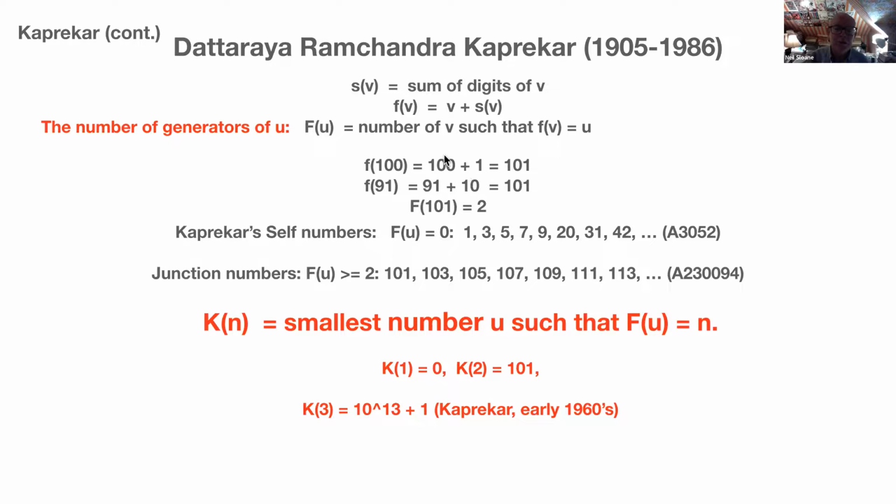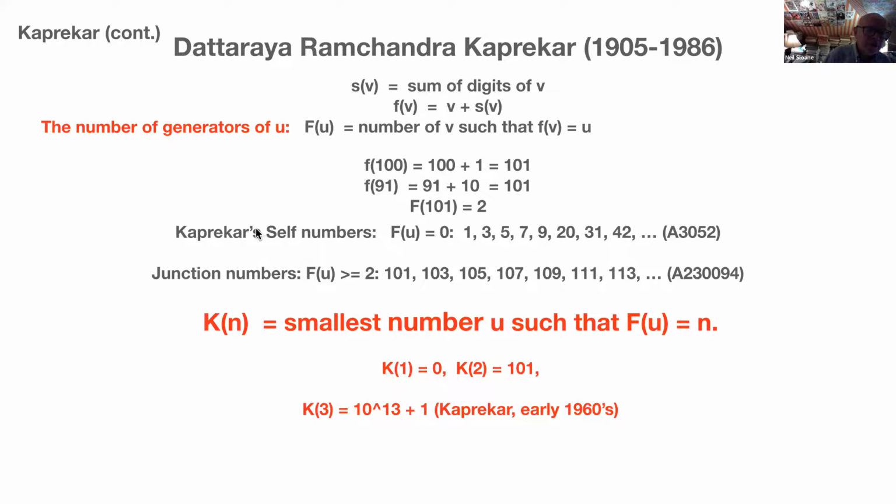So for example, f of 100 is 100 plus the sum of its digits, which is 101. f of 91 is 91 plus the sum of its digits, 10. So again, that gives 101. So capital F of 101 is at least 2, and it's actually 2. What's more, it's the smallest decimal number that has 2 inverses, 2 generators, 101.